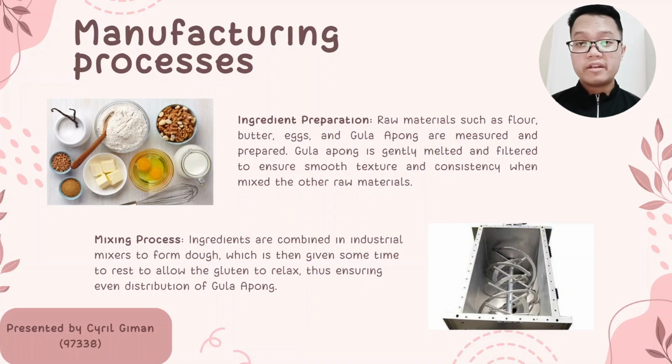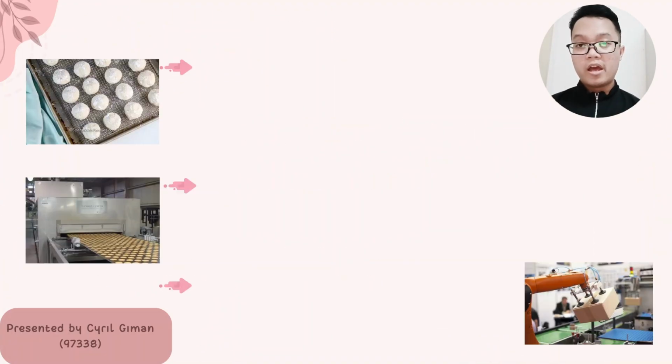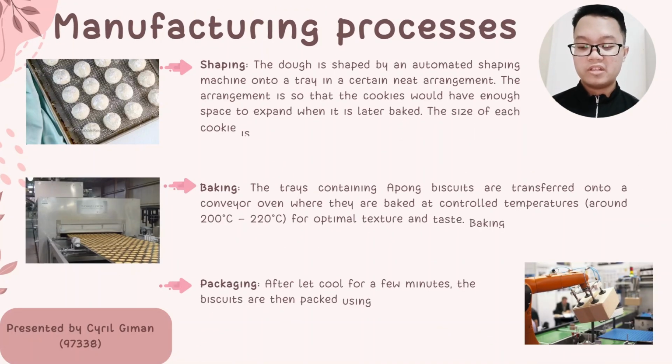The raw ingredients are combined in industrial mixers to form dough. The dough is then left to rest for some time for the gluten to relax, which is to ensure further even distribution of the gula apong across the dough. And for the third process, we have the shaping process.